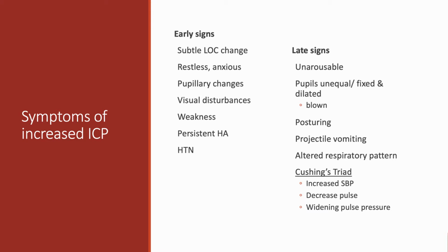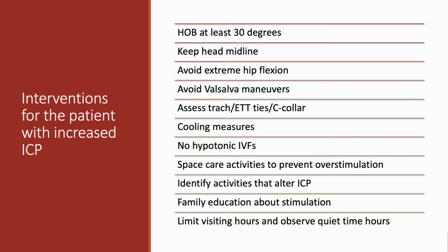All right. Cushing's triad, by the way, increased systolic blood pressure, decreased pulse, and a widening pulse pressure are the late signs of increased ICP. What do we do for patients with increased ICP? Head of the bed up to decrease the pressure. Keep the head midline so they shouldn't be off to the side or anything. Try to keep everything in line. Avoid extreme hip flexion and Valsalva maneuvers that can cause intracranial pressure increases.